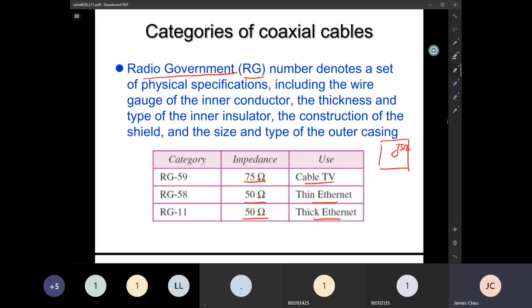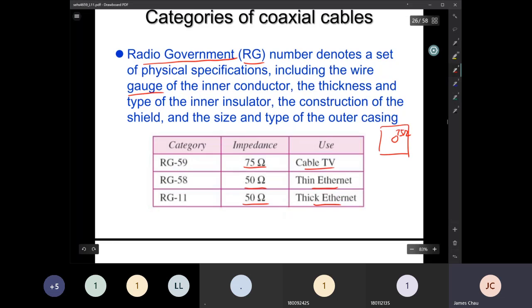And it specifies the wire gauge of the inner conductor. Wire gauge means the thickness, the standard thickness of the cable, the thickness of the inner insulator, and the construction of the shield, etc.